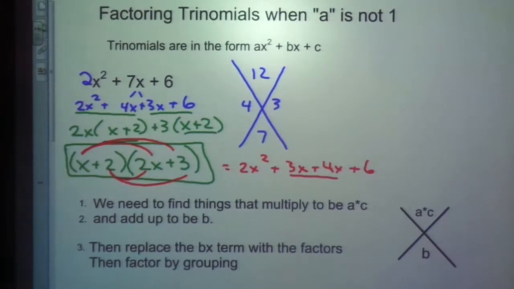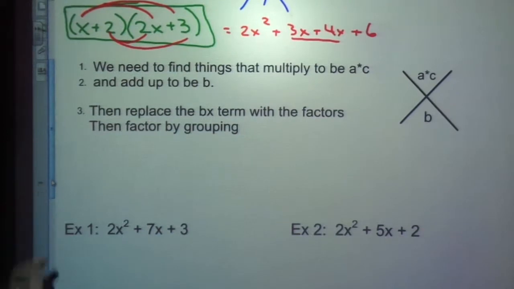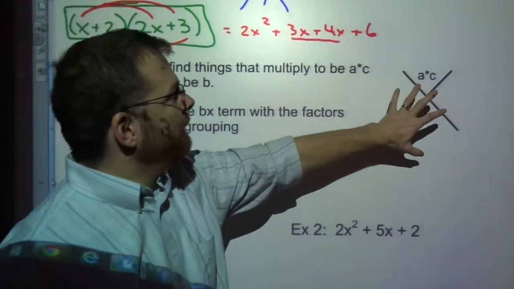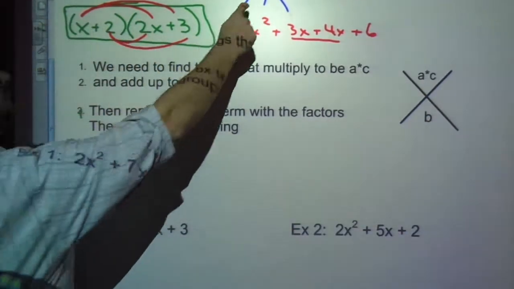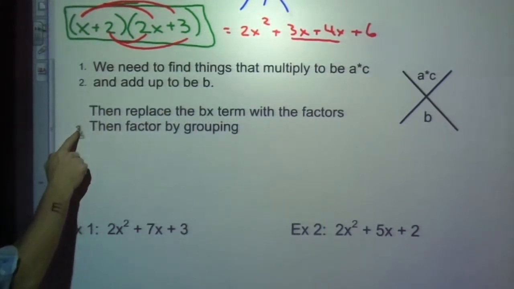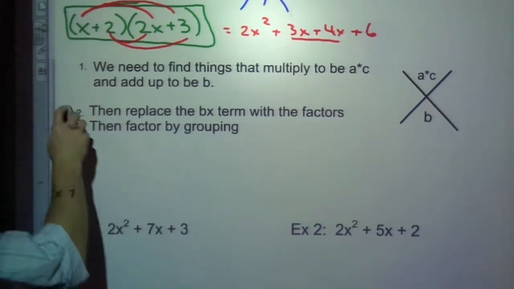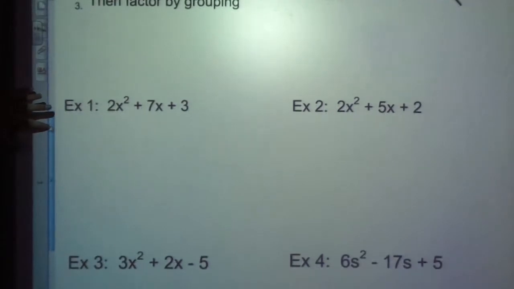So this process works. Here's 3 steps you can copy down. We need to find things that multiply to be a times c and add up to b. So our diamond looks like this. Oh, we actually have a little problem here. This is step 3, and this is step 2. Then we will replace the bx term with the factors and factor by grouping. So you can pause that and get those steps down. Here's a couple more examples.